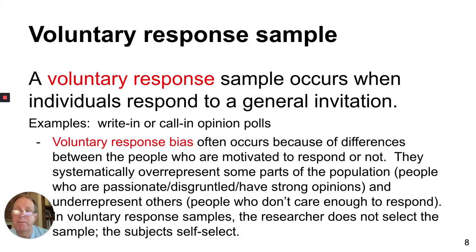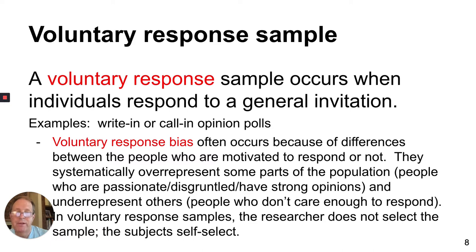One technique of sampling is called the voluntary response sample, and this leads to voluntary response bias. A voluntary response sample occurs when individuals respond to a general invitation. So the researcher is basically putting out an invitation to answer a poll. Maybe it's a write-in poll or a call-in poll. Voluntary response bias occurs because of differences between the people who are motivated to respond or not.